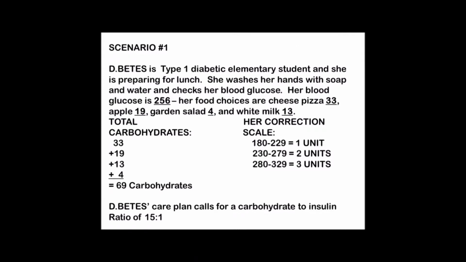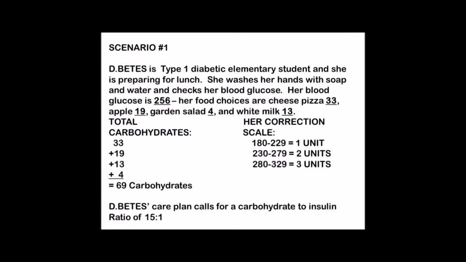Scenario 1. Dee Beaties is a type 1 diabetic elementary student, and she is preparing for lunch. She washes her hands with soap and water and checks her blood glucose. Her blood glucose is 256. Her food choices are cheese pizza, 33 carbs, apple, 19 carbs, garden salad, 4 carbs, and white milk, 13 carbs. Her total carbohydrate count will be 69 carbohydrates.